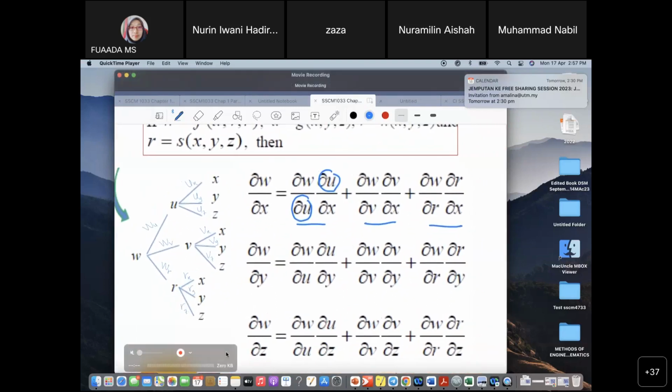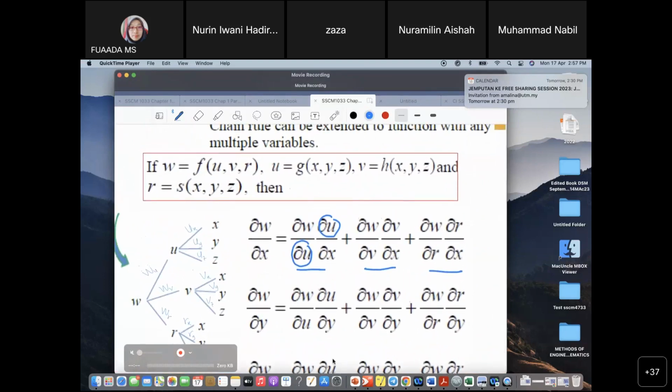Okay. So, kalau you tengok kat sini, katalah soalan dalam exam you ada function macam ni. So, takkan you nak hafal semua ni. So, you don't need to memorize this. Yang penting you tahu how you can get the formula where you can get from the chain. Okay.